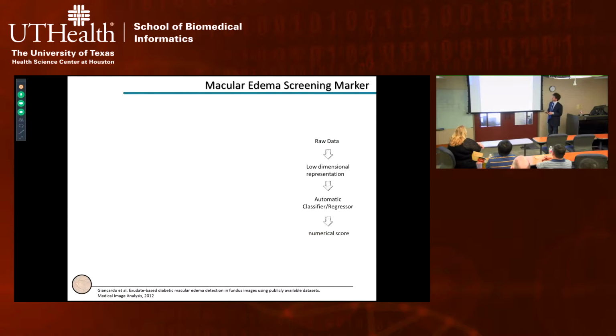Now I'll talk very briefly about some results we got on macular edema screening. The pipeline is similar, but the classifiers and the low-dimensional representation are different. Here, what we did was use image features. We did not care that much about the lesions themselves. We did a little bit, but a lot of the features that seem really good are image level, but I will not go into the details.